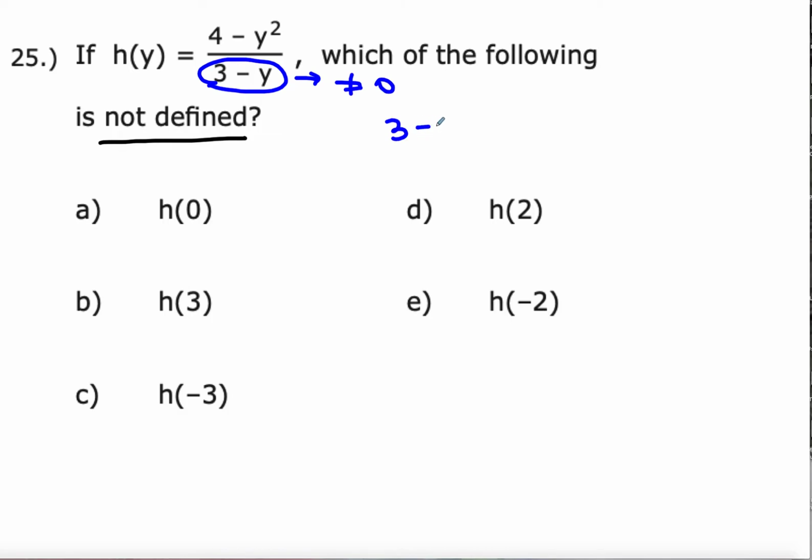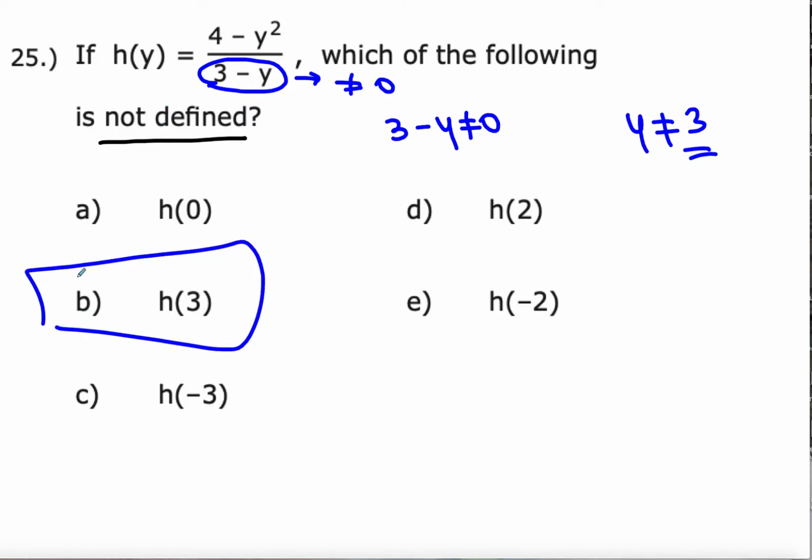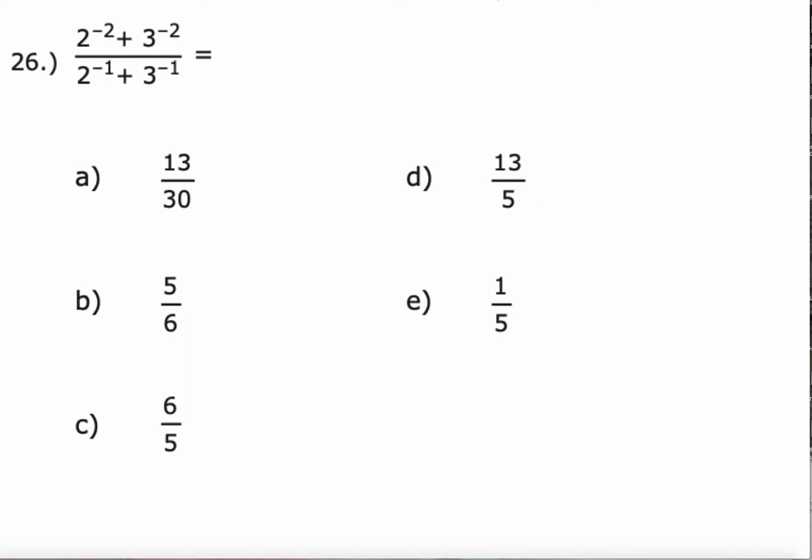So 3 minus y cannot be equal to 0. When I add y to both sides, then y cannot be equal to 3. So in this case, my input value cannot be equal to 3. So which one is it? Choice B becomes the answer. All right. Let's look at the next question.